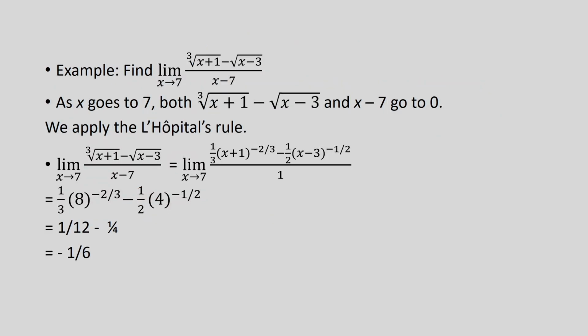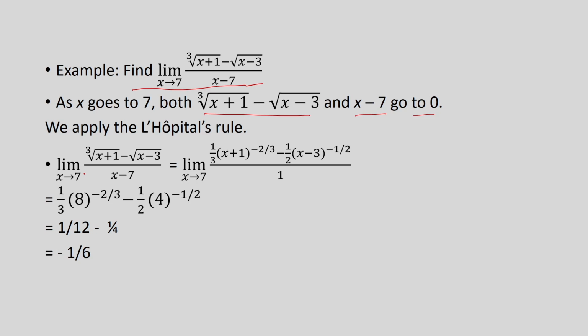So, here are certain examples. Suppose we have to find the limit as x goes to 7 of a quotient which is cube root of (x plus 1) minus square root of (x minus 3), divided by (x minus 7). Now, as you take the limit, that is x going to 7, both the numerator and the denominator go to 0. So, it becomes 0 by 0 form.